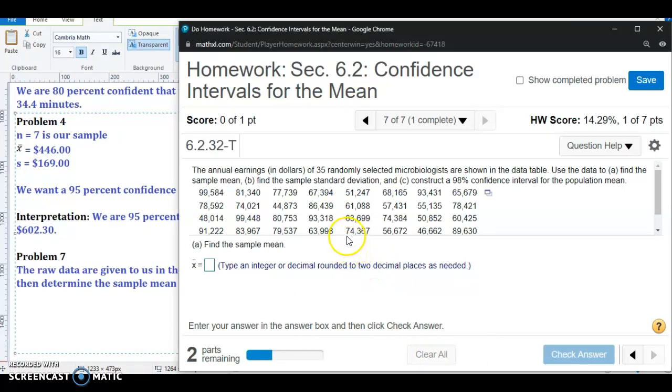Okay, so the next problem we're going to look at is number 7, and it says, the annual earnings in dollars of 35 randomly selected microbiologists are shown in the table. Use the data to A, find the sample mean, B, find the sample standard deviation, and C, construct a 98% confidence interval for the population mean.